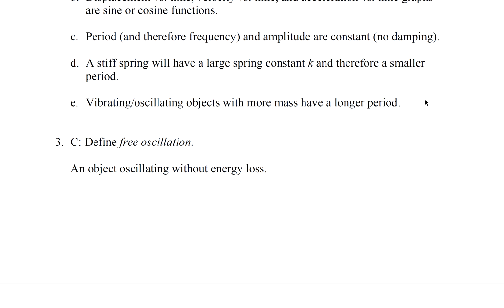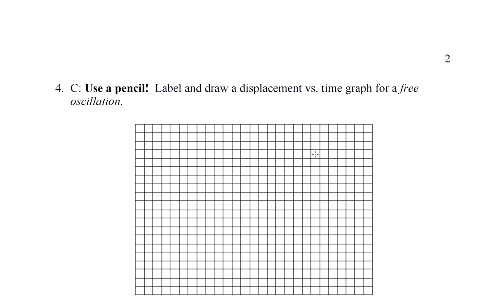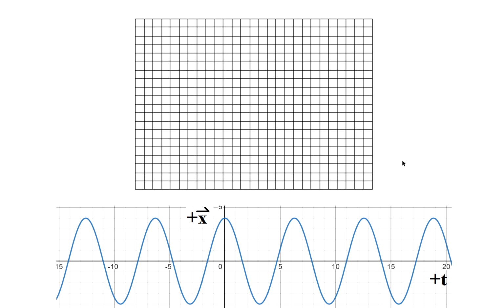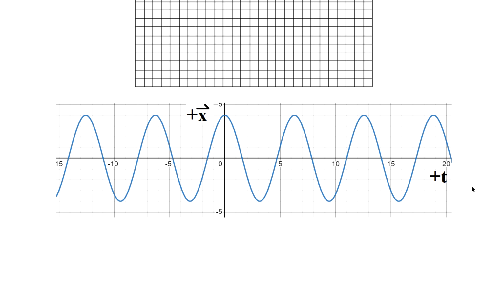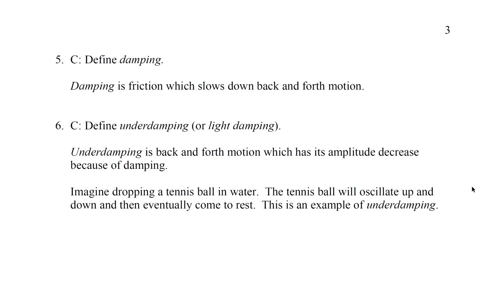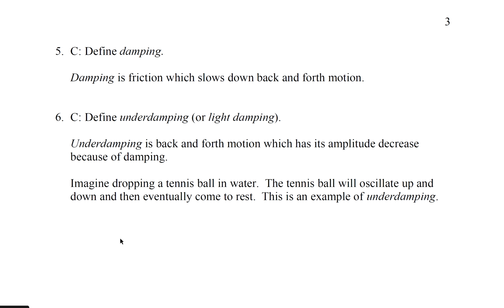Question 3. Define free oscillation. That's an object oscillating without energy loss. So the amplitude is the same. Question 4. Label and draw a displacement versus time graph for a free oscillation. So it's going to look like this. Question 5. Define damping. Damping is friction which slows down back and forth motion.